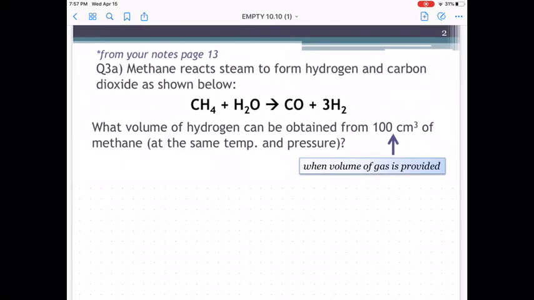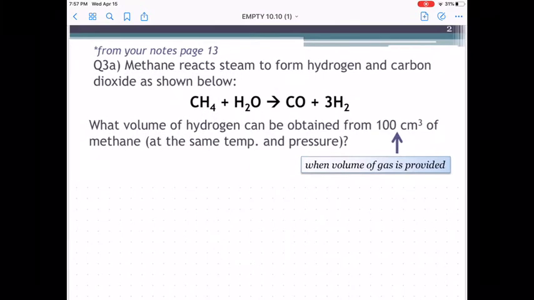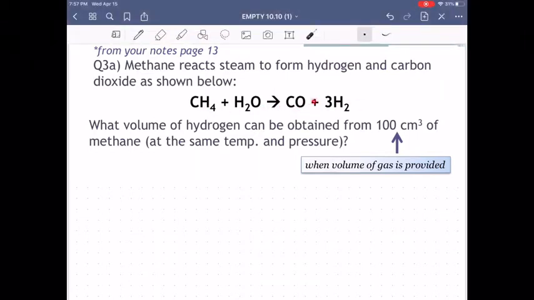Okay, so I have the question here, 3a. Methane reacts with steam to form hydrogen and carbon dioxide as shown below. Here's the balanced equation. What volume of hydrogen can be obtained from 100 cm³ of methane at the same room temperature and pressure? Firstly, I highlight that you have this situation when volume of gas is provided, which is methane. I highlight blue for methane.